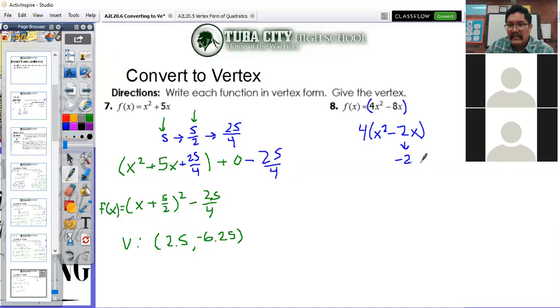So negative 2, we take it, half it, square it. So negative 2, divide that in half, it's negative 1. Negative 1 times negative 1 is positive 1. So that was kind of easy also.